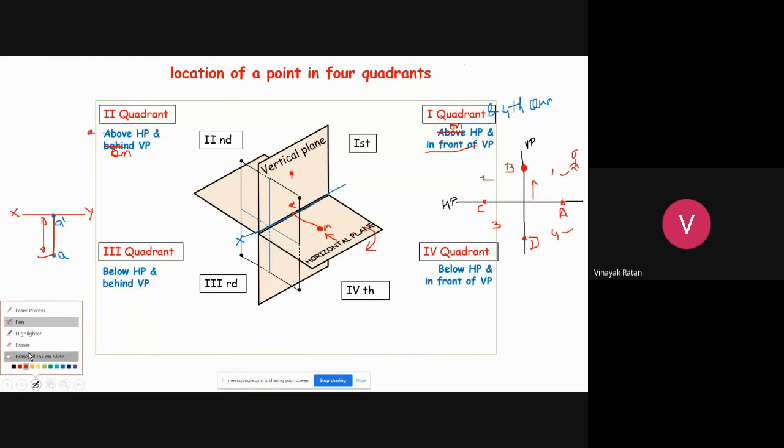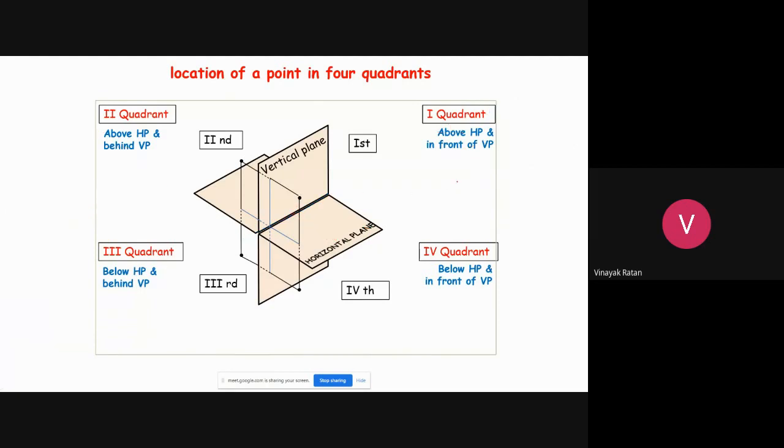Let me erase all other. Vertical plane, horizontal plane. Your point. First quadrant, second quadrant, third quadrant, and fourth quadrant. Position of the observer. Okay, now we are done with this point A.